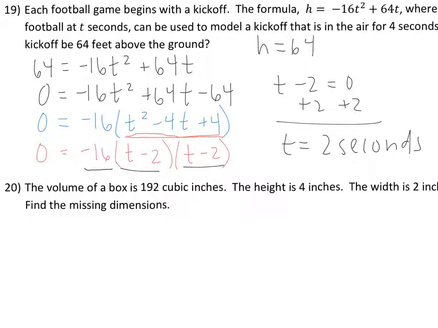And if you think about it, that makes sense. At what time will the football be 64 feet above the ground? At 2 seconds, which means 64 would be at its highest peak. So t equals 2 seconds is my final answer.